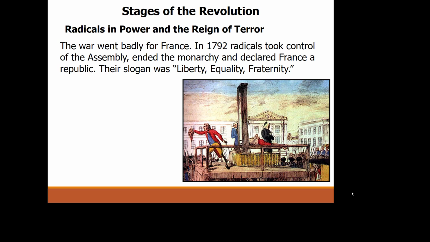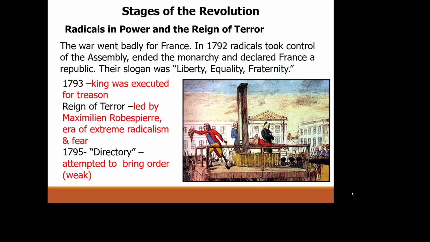And like most revolutions, this is the point where the radicals take control of the government. And they end the monarchy. They declare that Louis is a traitor, that his wife, Marie Antoinette, is a traitor. They have them both beheaded with this fancy new machine they've got called the guillotine. And the slogan at this time is liberty, equality, and fraternity. And for a 2-year period, we have what's known as the Reign of Terror.